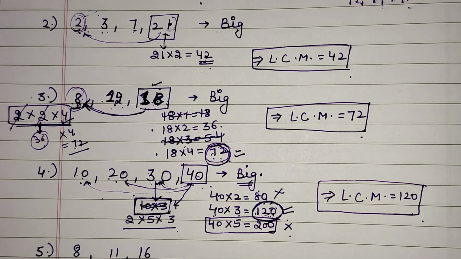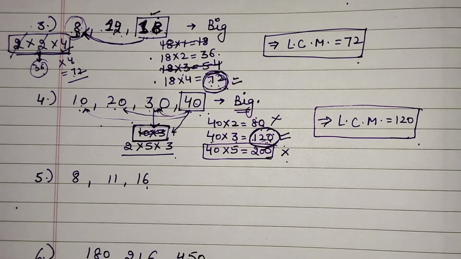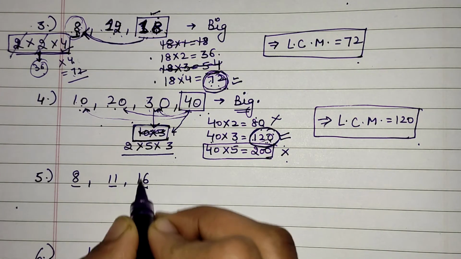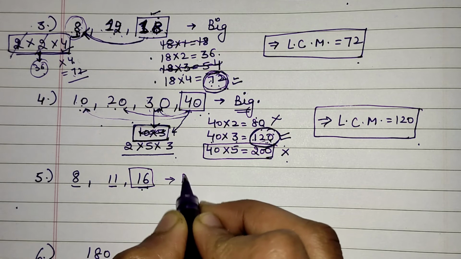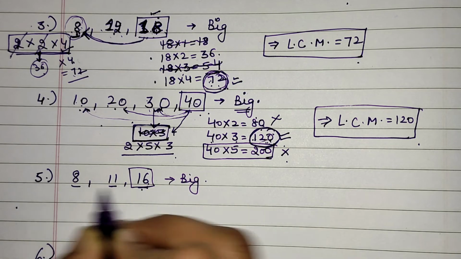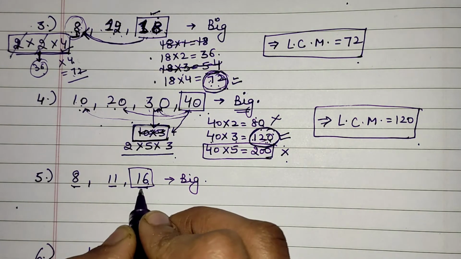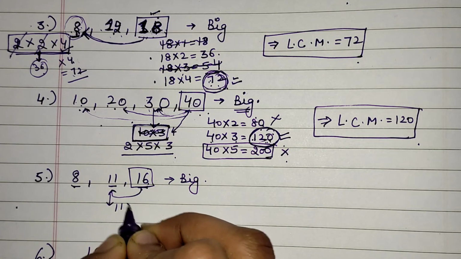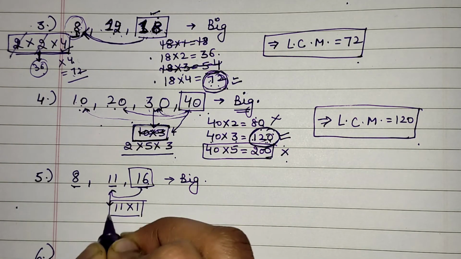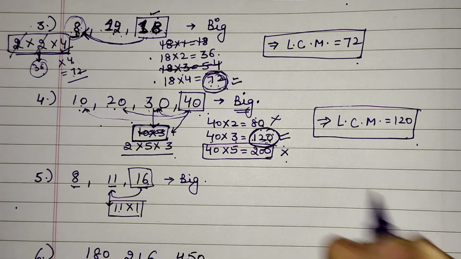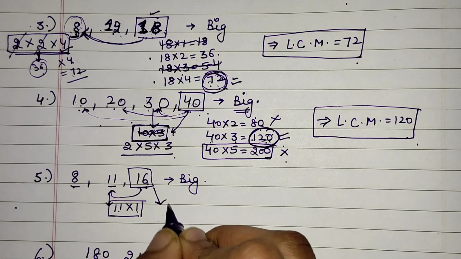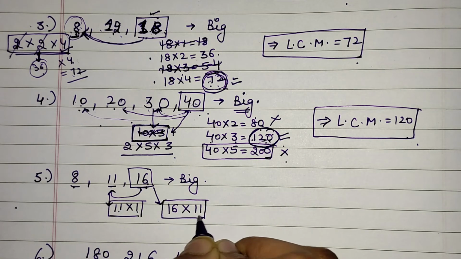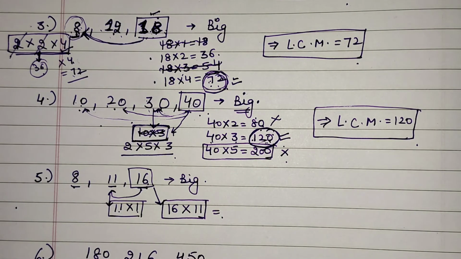Okay, now moving to the next, fifth question, which is 8, 11 and 16. So 16 is my bigger number. 16 is divisible by 8, yes, but 16 is not divisible by 11. So this time the factors of 11 are going to be 11 into 1 only. So with which number are you going to multiply? You have to multiply your number directly by 11.